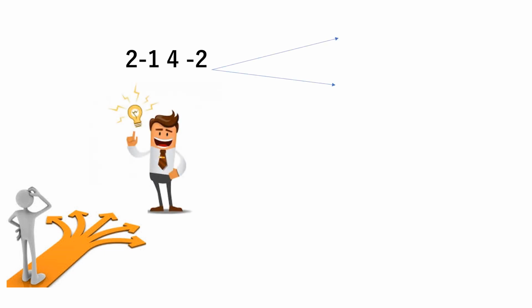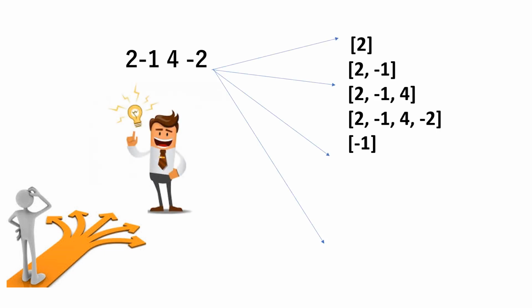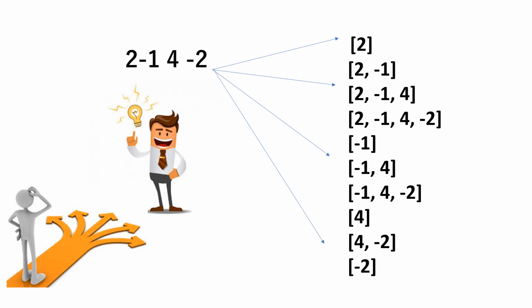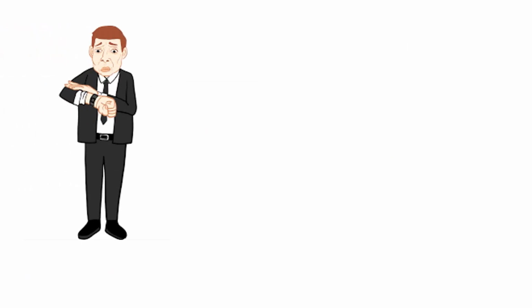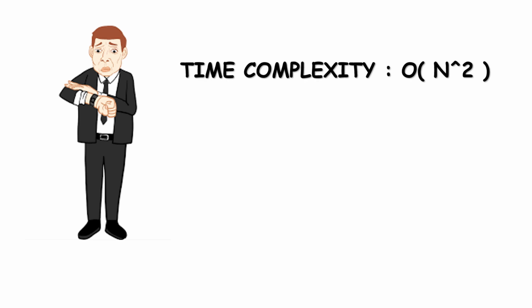Now how do we find this? The most straightforward solution that comes to our mind is to find all possible subarrays of the given array, find the sum of each one, and get the maximum of them. But the big issue with this solution is that it takes so much time, with time complexity big O of n squared. Now let's see how to optimize it.